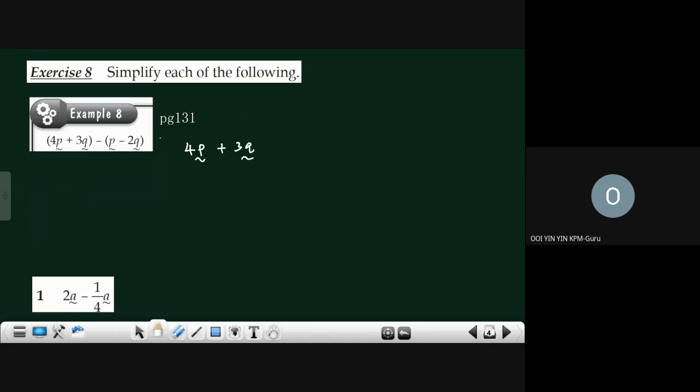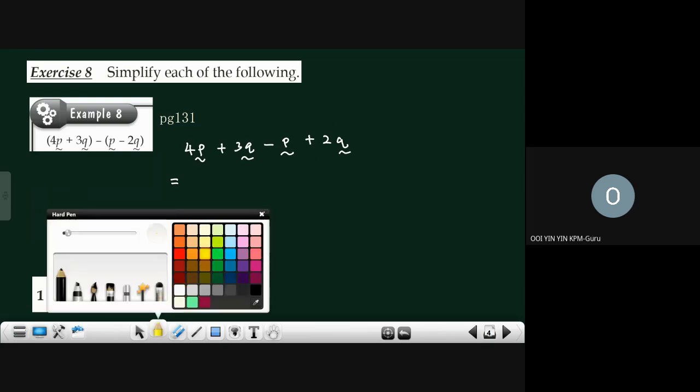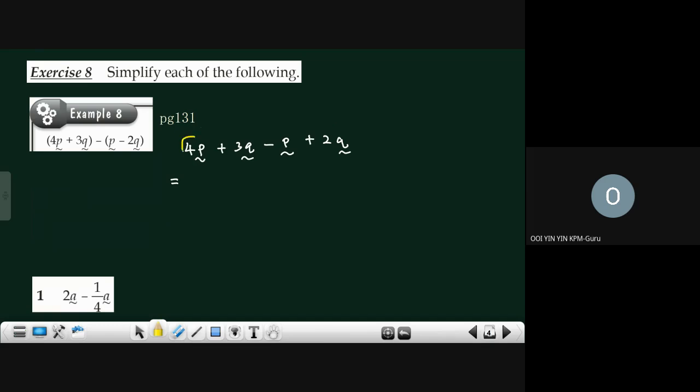Start with your question, your 4P plus your 3Q, and then minus here. Okay, if I want to open the bracket, I become minus P, and then your minus becomes positive 2Q. Next thing is, you find the same vector, that is your P and your P. Yeah, these are like terms, right? Okay, you can solve it.